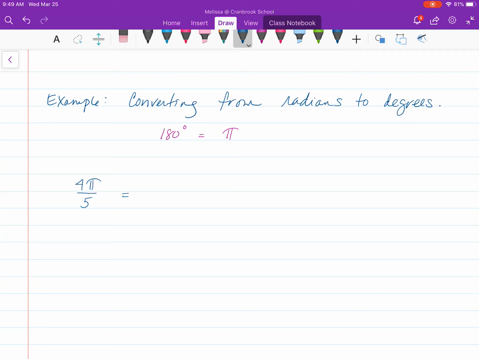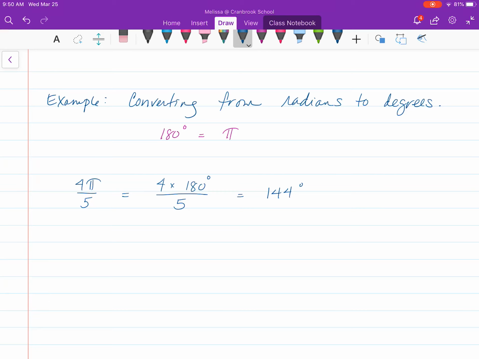So when I see pi in that ratio, I can simply substitute in 180 degrees for pi, meaning it looks like this: 4 times 180 degrees, and divide that by 5. I haven't done this example before I started this, so I'm going to calculate it on my calculator. So 4 times 180, and then divide it by 5, and that's 144 degrees.